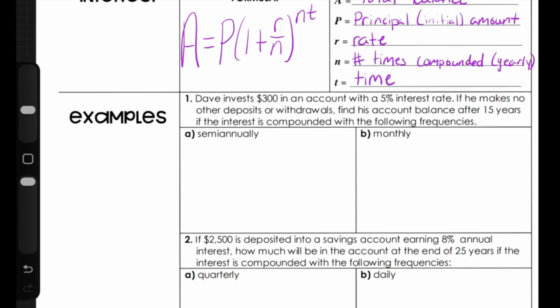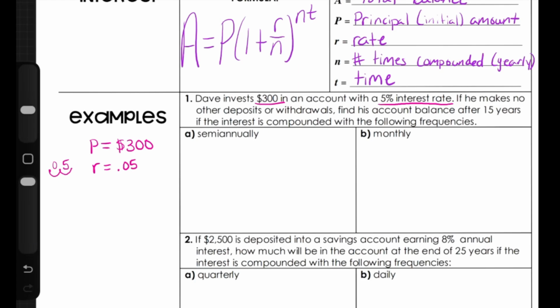So here we have our $300 that he first invests with. So this is our principal amount. So off to the side, I'm going to label P and give it $300. And it's going to be in an account with a 5% interest rate. Now, this is going to be our rate, and like we did in the other video, we have to make it into a decimal again. So we are going to take 5, and we are going to move our decimal 2 times over, leaving us with 0.05.